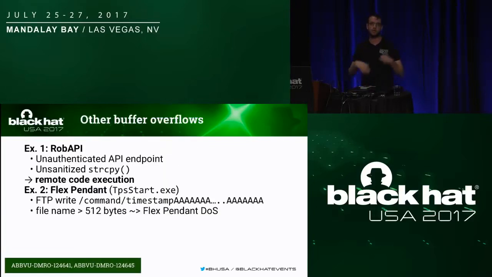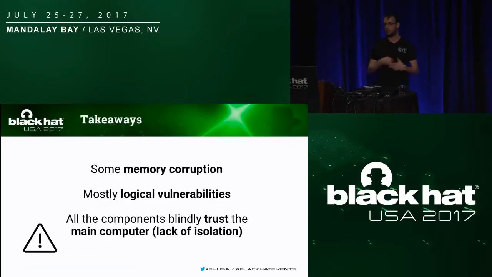This is not the only parsing routine or security critical routine. We also found stack corruption vulnerabilities in other points. One is in the parsing of the RobAPI protocol. There is an unsanitized string copy from a parameter of the protocol to the stack, and also in this case, we can have remote code execution. Or also in the boot of the FlexPendant. In the code that manages the boot of the FlexPendant, there is still another buffer overflow that will allow us to perform a denial of service, for instance. So this is just a subset of the vulnerabilities that we found.